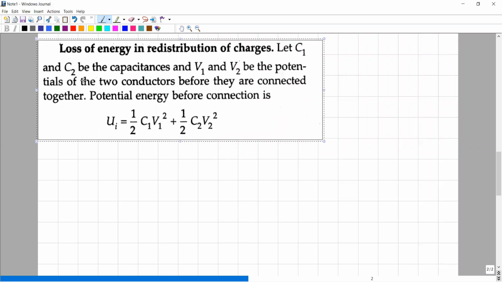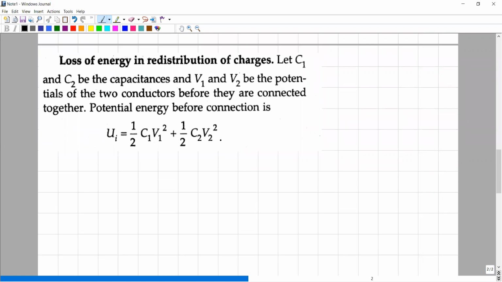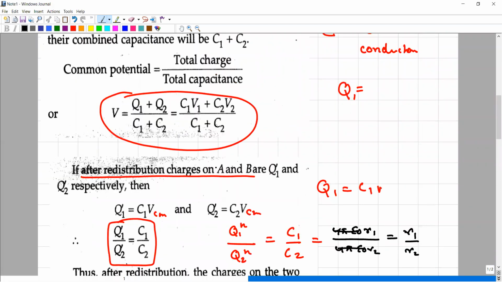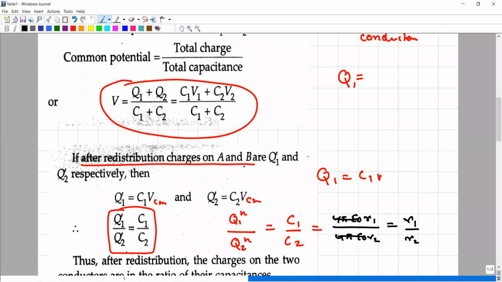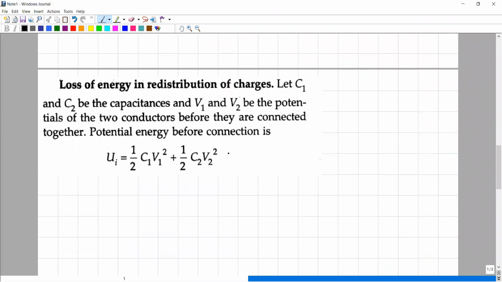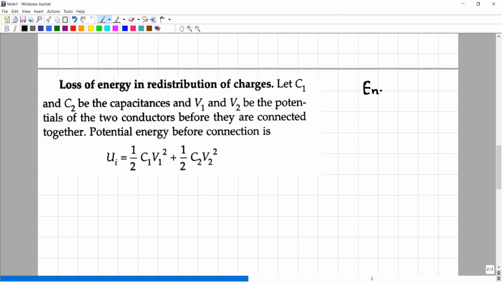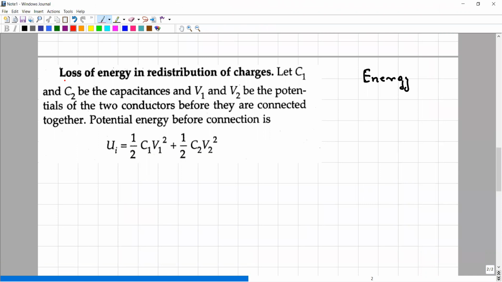Now, after this redistribution of charge has happened, there will be new charge on the capacitors and a common potential. That means it will have some different energy. The system energy will be different. So we need to find the loss of energy in redistribution.